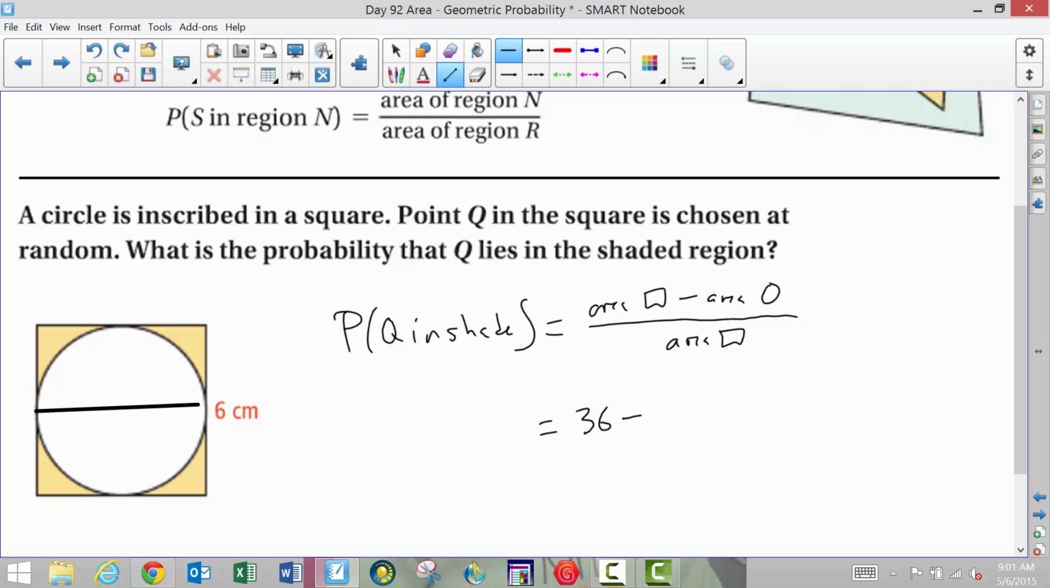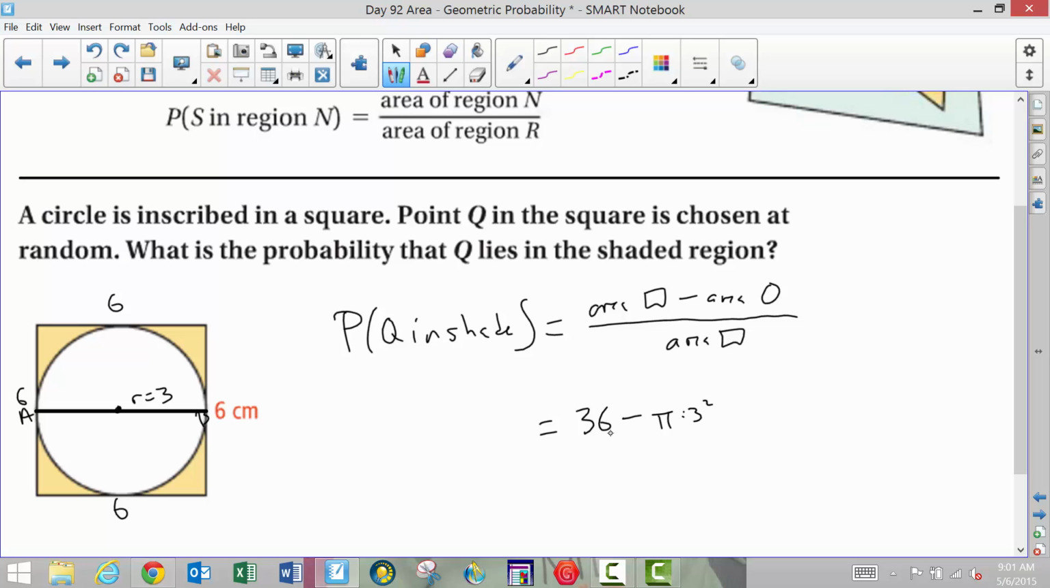So I have to draw in my diameter. My diameter is 6, therefore my radius is 3. How do I know my diameter is 6? Well, it's a square. All sides are 6 in a square. So from point A to point B is also 6. Therefore, my radius will be 3. So minus pi times 3 squared all over 36.